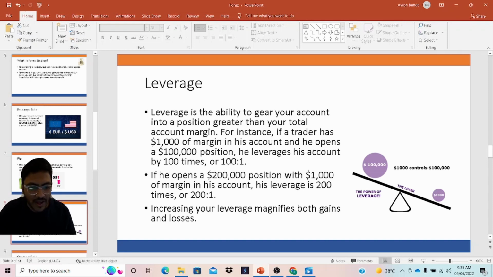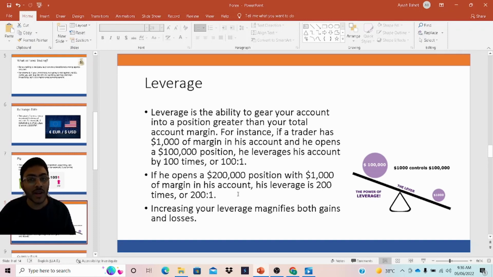For instance, if a trader has $100 of margin in his account and he opens a $100,000 position, he leverages his account by 100 times, or 100 is to 1. And if he opens a $200,000 position with $100 of margin in his account, the leverage is 200 times, or 200 is to 1. Now my broker gives me a margin of 1 is to 400.